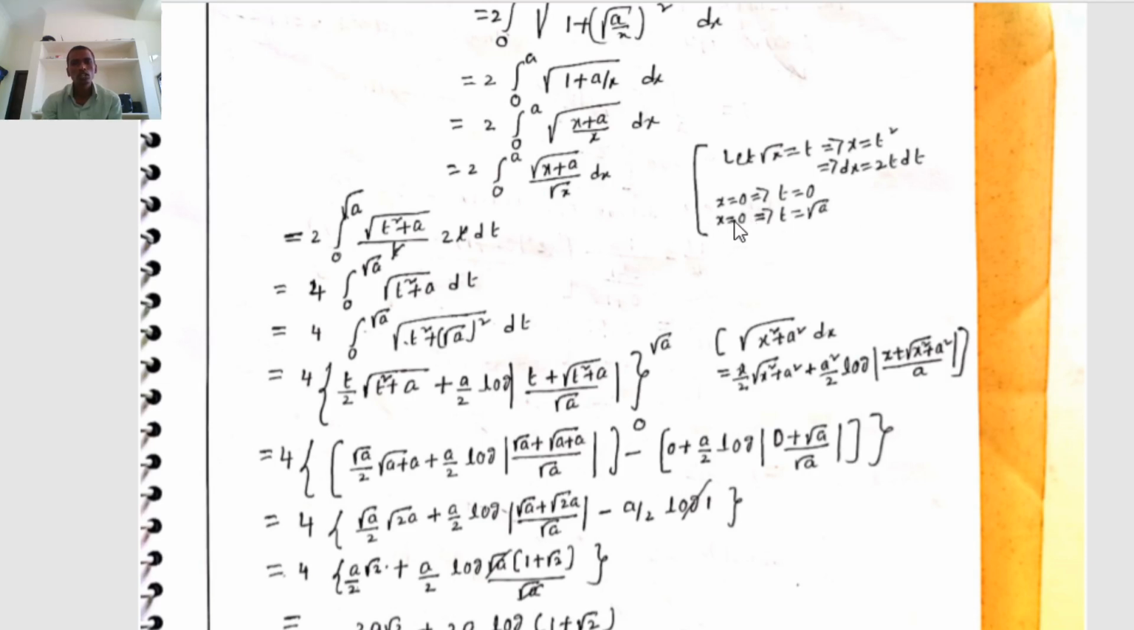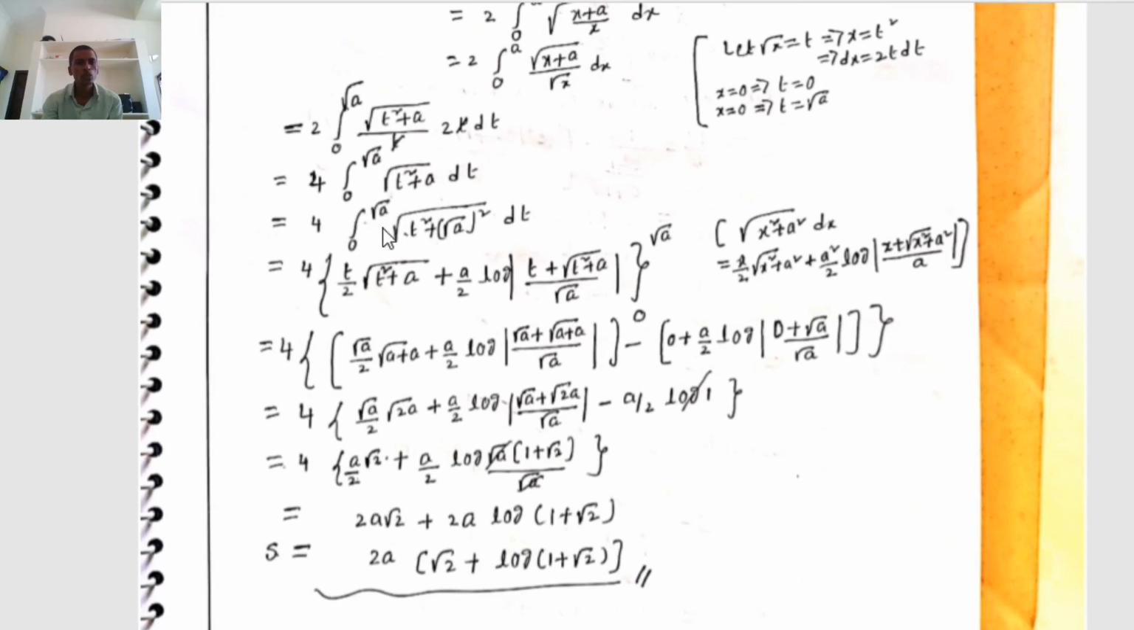Substitute x equal to t square, root x equal to t, where the t limits are 0 to root a. Therefore 2 into integration 0 to root a, substituting x equal to t square, root of t square plus a by t, into 2t dt, that implies 4 into integration 0 to root a of root of t square plus a square dt, where a means root a squared. Same as the similar problem, we use the previous formula.